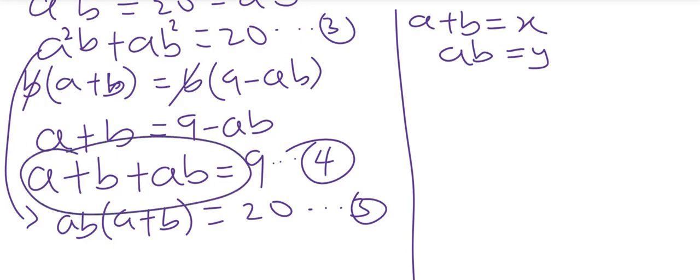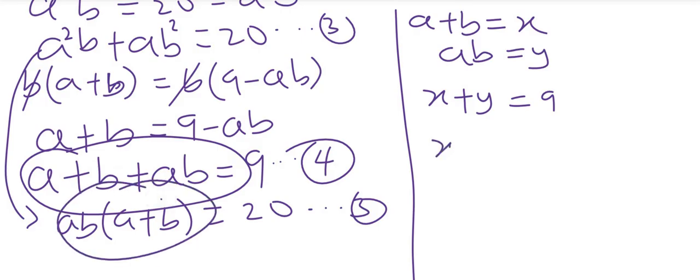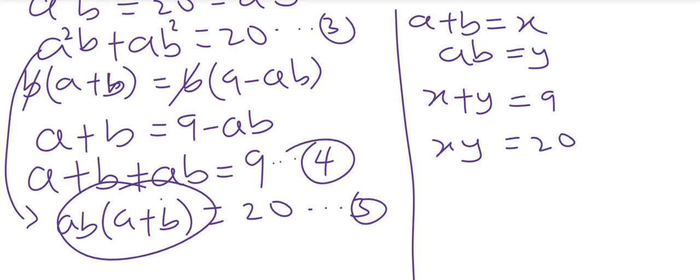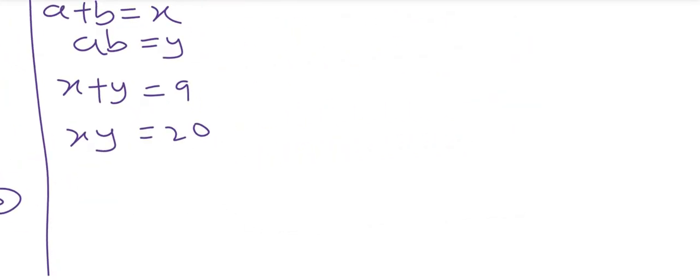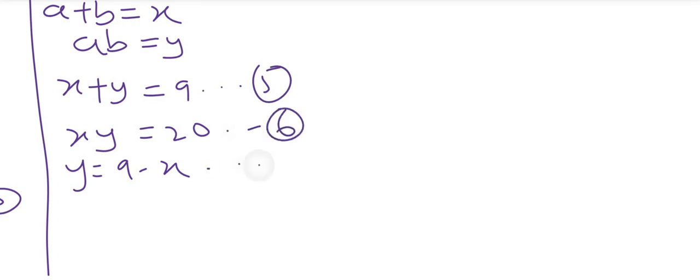So if I substitute both of them into equation 3 and 4, for this, I'm going to have x plus y equal 9. x is a plus b and y is ab. For these parts, I'm going to have xy equal 20. I have two equations that I need to solve simultaneously. So x plus y equal 9 and xy equal 20. Let me make y the subject of formula from this equation. So I have y equal 9 minus x. Let me label this equation 5, equation 6, equation 7.